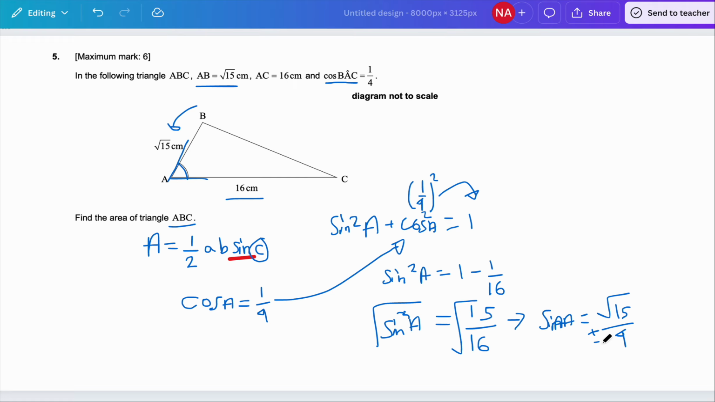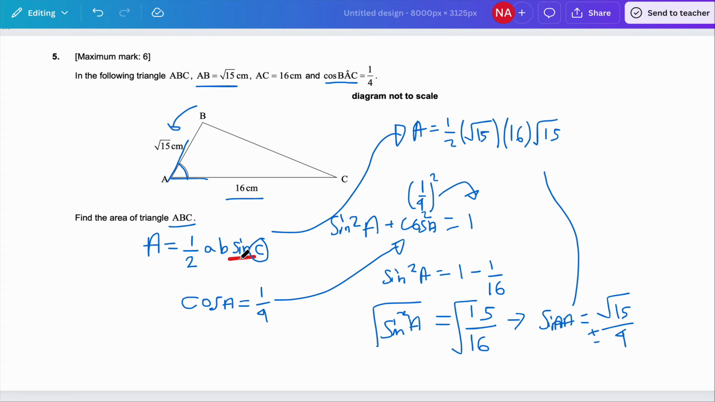But in this case, because it's area, we're dealing with positive values. We'll sub it back in, so the area equals half times A, where A is any of these sides, you can pick it, root 15, let's just go with that. B is the other side, which you haven't chosen, 16. And then root 15 over 4, which is the sine A. Sine C, sine A, it's the same, as long as you assign it adjacent to those sides.